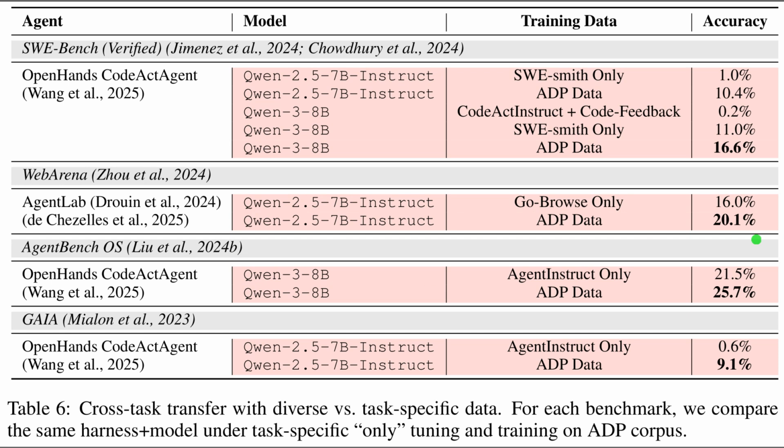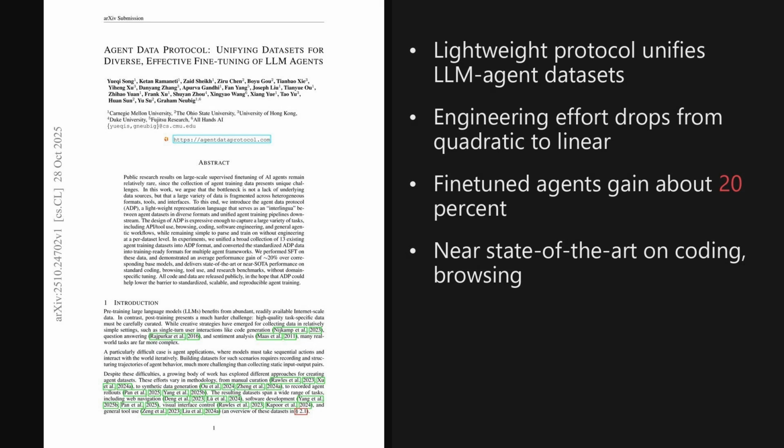Table 6 compares task-specific tuning against mixed ADP data for cross-task transfer. The SWE-bench block shows Qwen2.5-7B rising from 1% to 10.4%, while Qwen3-8B jumps to 16.6% versus 0.2% or 11% with single domain data. The WebArena block improves from 16% to 20.1%. The AgentBench OS block climbs from 21.5% to 25.7%, and the GAIA block moves from 0.6% to 9.1%, which signals broader generalization.